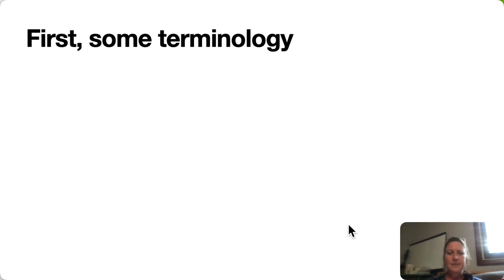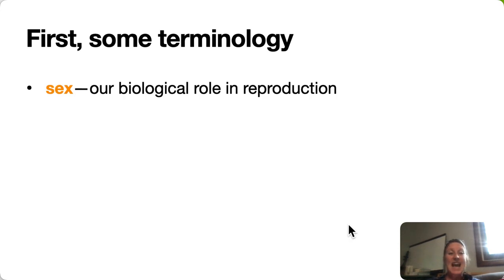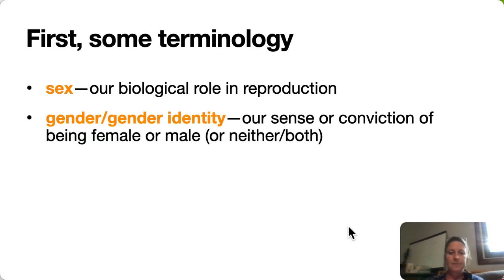Before I get started, I need to make sure that we're clear on some very important terminology. Now, sex is our biological role in reproduction. It's also an action, and we're going to talk about that later in the semester. But in terms of identifying our biological sex, this is what we're talking about. Which role do we play in reproduction to bring on the next generation?